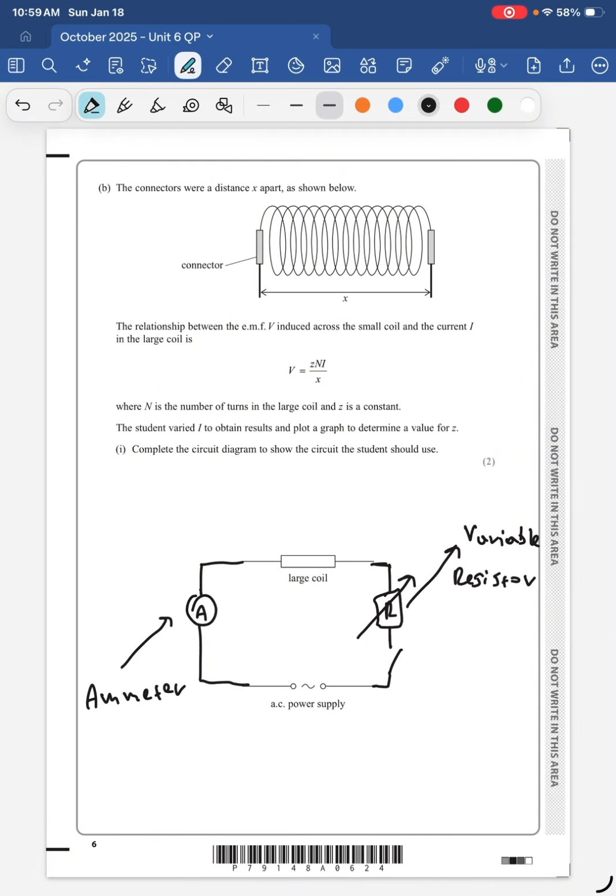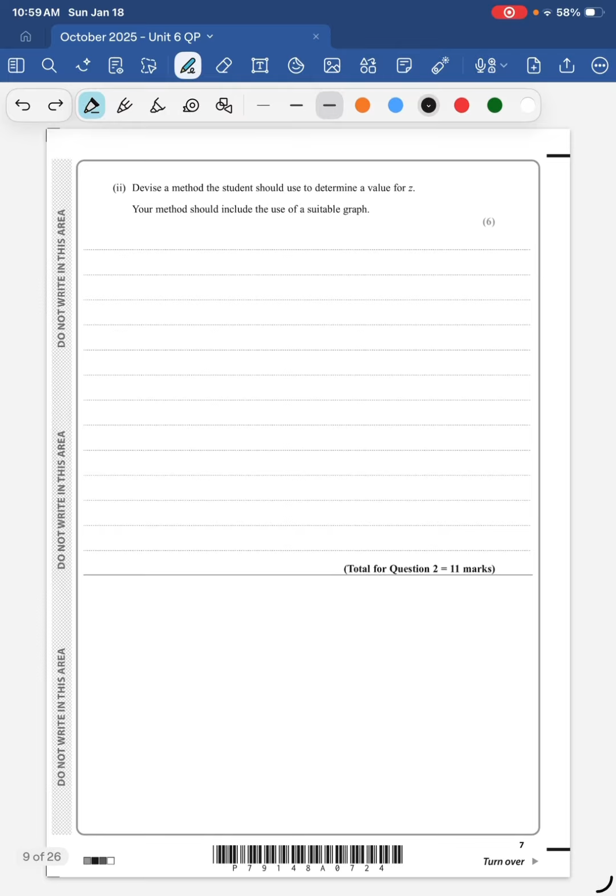A switch. Okay, and they also put the ammeter in series with the large coil. So they put the ammeter here in the mark scheme, but I guess it's fine to put it in the way we did. So okay, we need to measure the current and a way to vary the current, and the variable resistor is perfect for that.